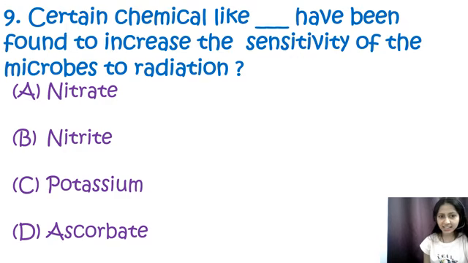Question number 9. Certain chemicals like dash have been found to increase the sensitivity of the microbes to radiation. Options are nitrite, nitrate, potassium and ascorbate. My correct answer is B, that is nitrite. Nitrites have been found to increase the sensitivity of the microbes to radiation. This is because when nitrites are exposed to the radiation, they can produce certain reactive species that can cause damage to cellular components such as the DNA. This makes the microbe more susceptible to the effects of the radiation. So the correct option is B, that is nitrite.